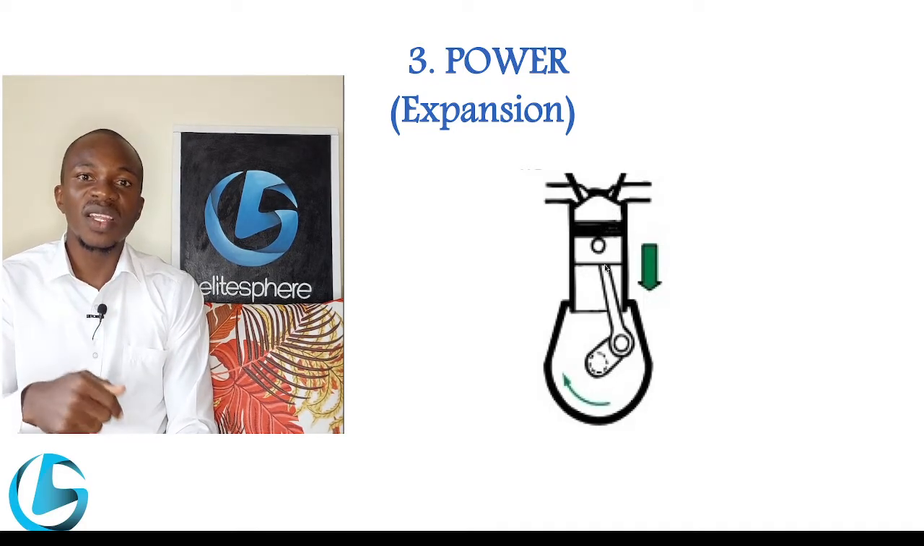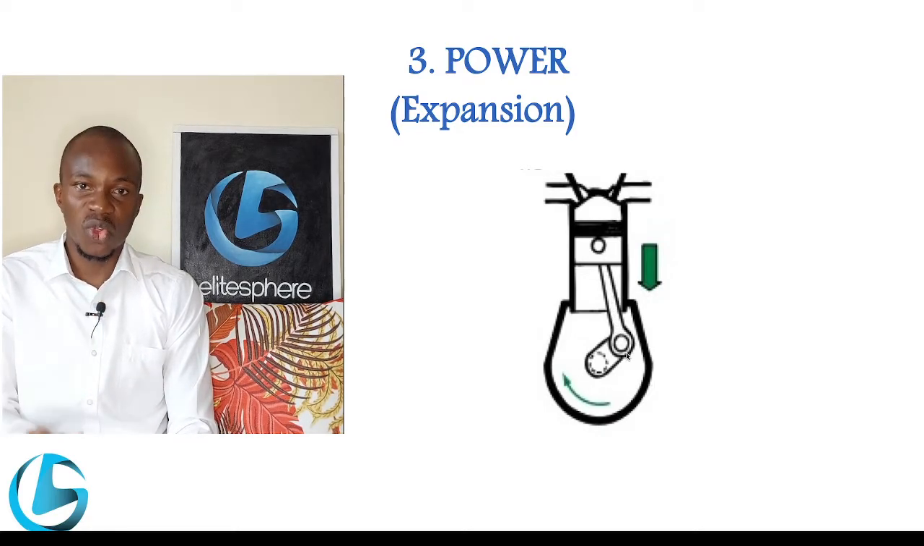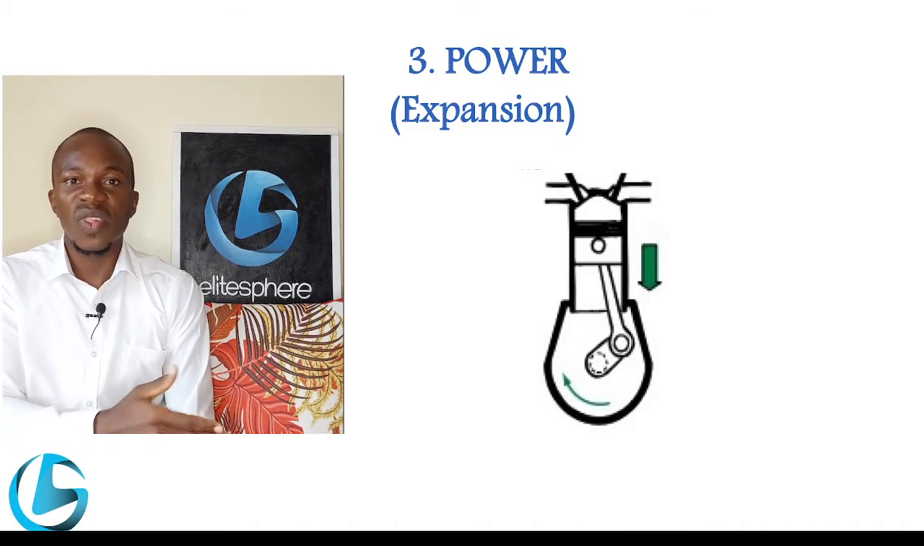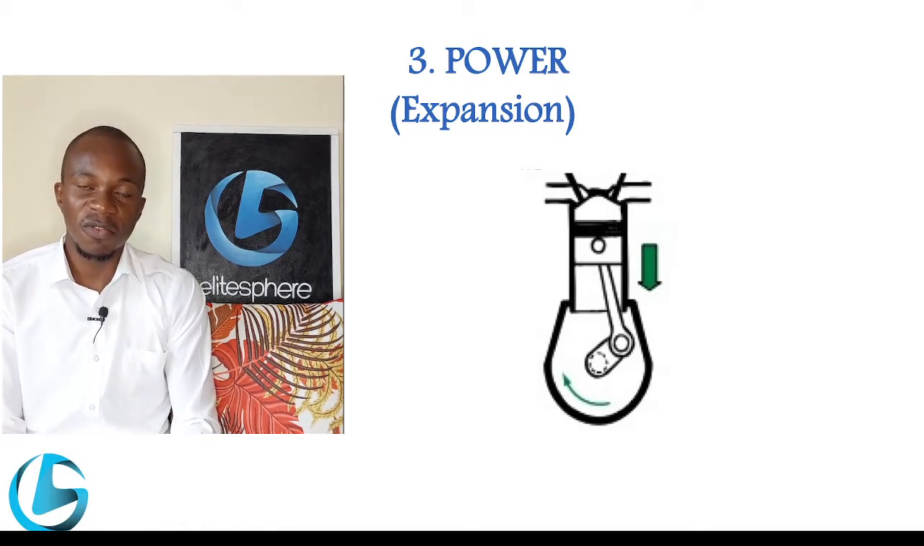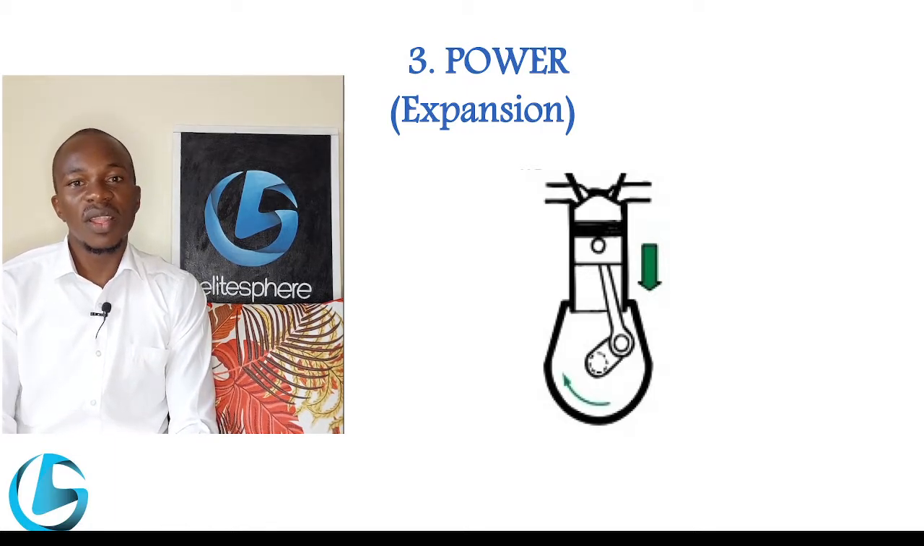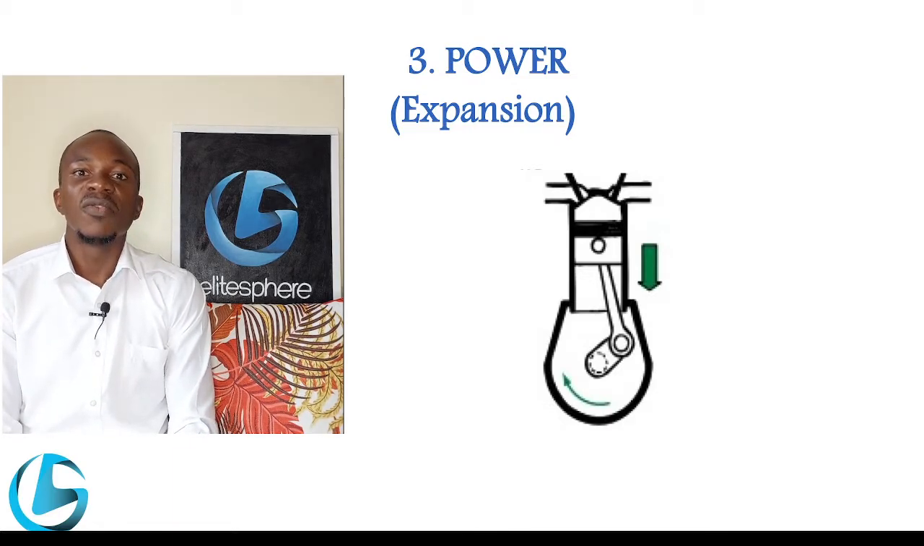And this force is the one that is converted by the crankshaft into a rotary motion, or a rotary force. And this force is the one that is used in driving the gearbox and the propeller to generate the thrust that propels the aircraft forward. This stroke is called the power stroke. This is the third stroke that occurs in the four-stroke piston engine.